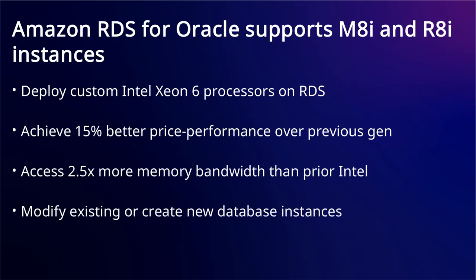You access 2.5x more memory bandwidth than prior Intel instances, enabling faster query execution and higher transaction throughput for memory-intensive workloads. You can modify existing or create new database instances through the RDS Management Console, AWS SDK, or CLI. The instances support both Oracle Database Enterprise Edition and Standard Edition 2 under the Bring Your Own license model.